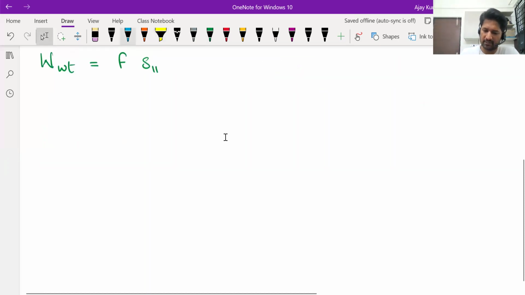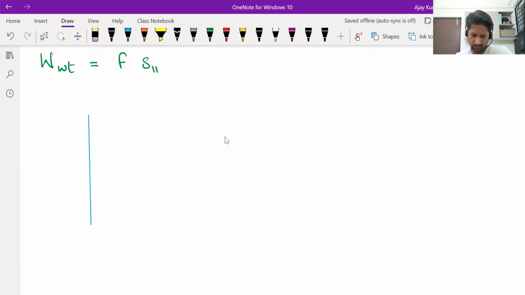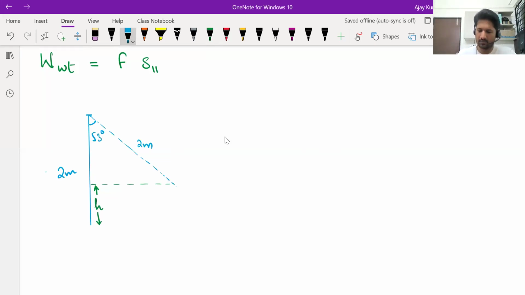Let's visualize that part separately if you want. The length of the string is given, 2 meters. And it swings by 53 degrees to some position like this. This length is also 2 meters only. It's the same string. And what we need is this height. How to calculate that?